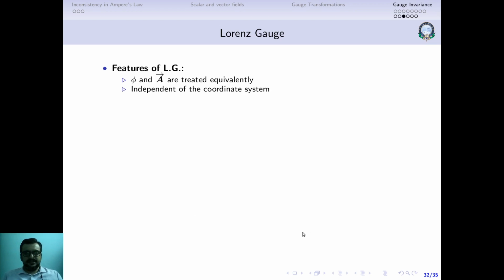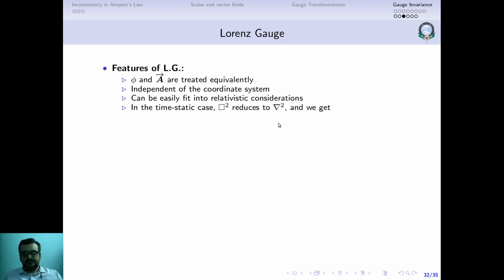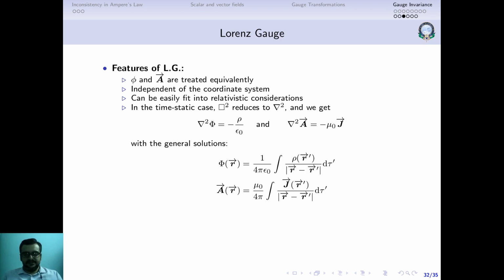It remains independent of the coordinate system, and as a result this can easily fit into relativistic considerations, where we need to create what are known as 4 vectors, 3 space coordinates and 1 time coordinate. In that case, the Lorentz gauge fits in very beautifully. In the time static case, of course, the D'Alembert operator reduces to the ordinary Laplacian, and we just get back these two equations, which are nothing but the Poisson's equations, and they have these solutions.